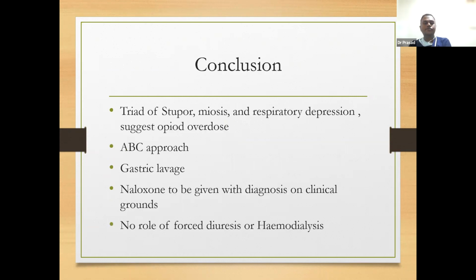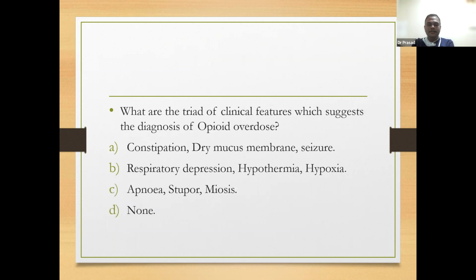A triad of stupor, meiosis, and respiratory depression suggests opioid overdose. Again, ABC approach, gastric lavage, and naloxone to be given, with the diagnosis on clinical grounds. No role of forced diuresis or hemodialysis.